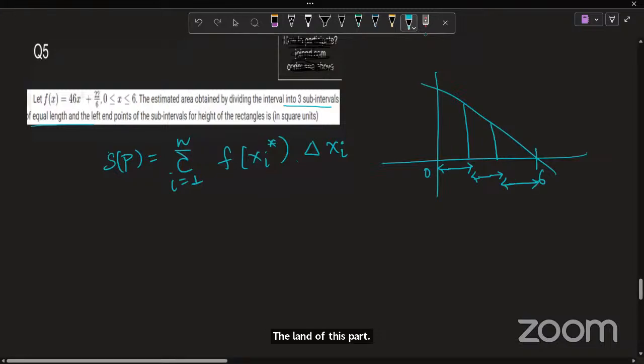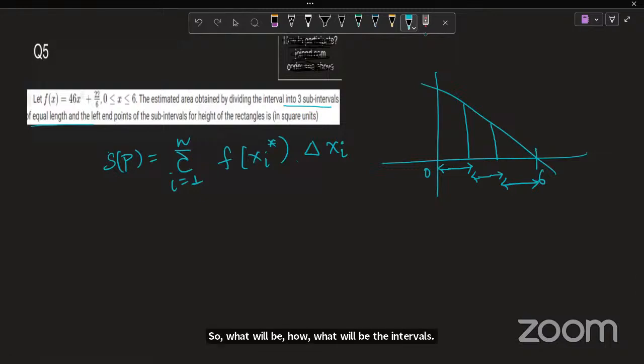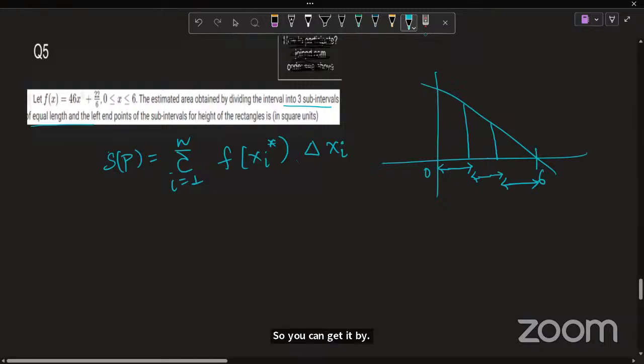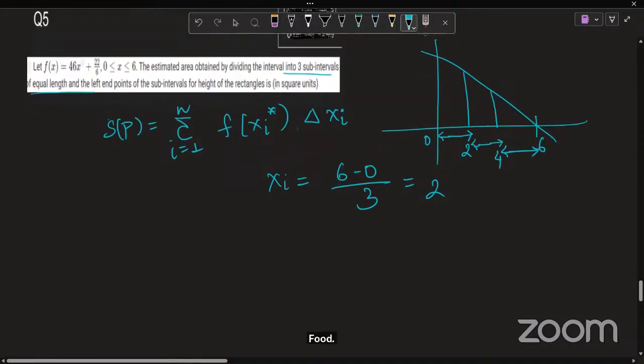So what will be the intervals? How do we get delta x? It is 6 minus 0 divided by 3, the upper limit minus lower limit divided by the number of intervals. It will be 2. So the points will be 2, 4, and 6. Okay, this will be our intervals.